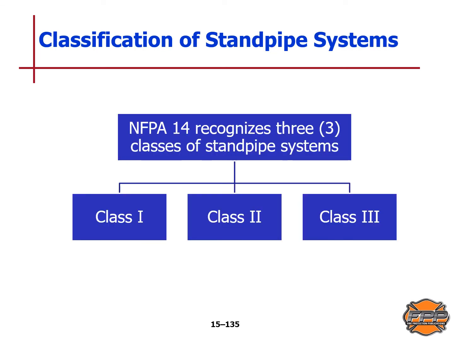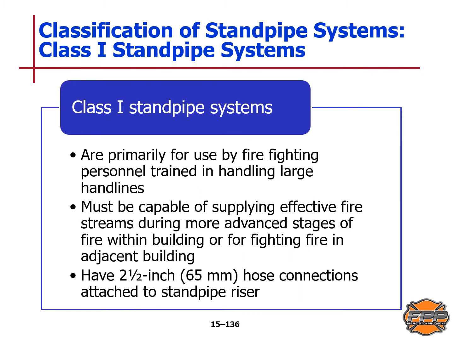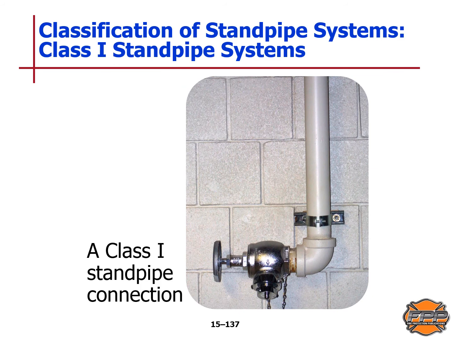The NFPA Standard 14 recognizes 3 classes of standpipe systems: Class 1, 2, and 3. Class 1 standpipe systems are primarily for use by firefighting personnel trained in handling large hand lines. They must be capable of supplying effective fire streams during more advanced stages of the fire within the building or for fighting fire in an adjacent building. They have a 2.5 inch or 65 millimeter hose connection attached to the standpipe riser. This is a Class 1 standpipe connection.